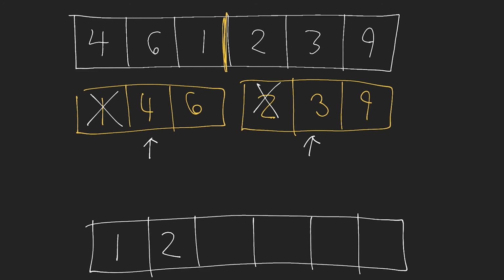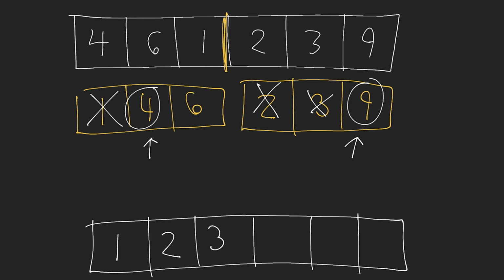Again, we're just repeating this process by continually moving one of these two pointers forward as we insert the element from these subarrays. So now we compare 4 to 3. We see 3 is larger, so 3 gets inserted. We move this pointer forward. Now we repeat the process.